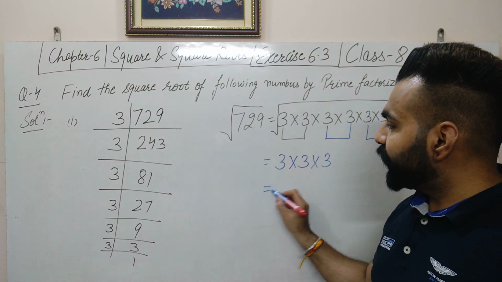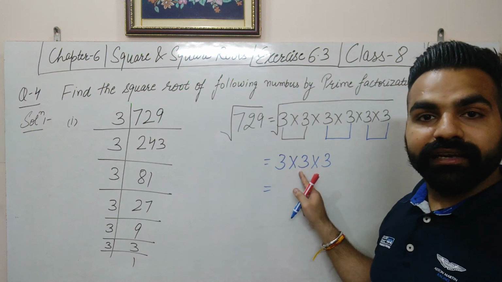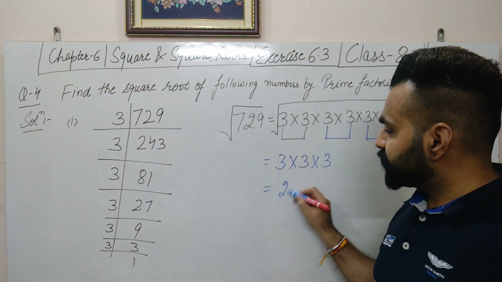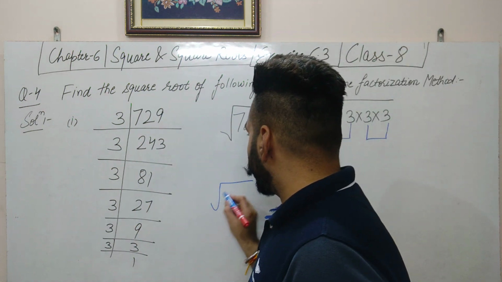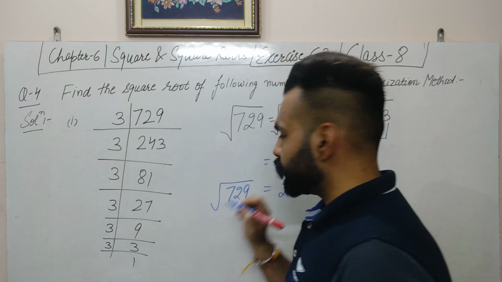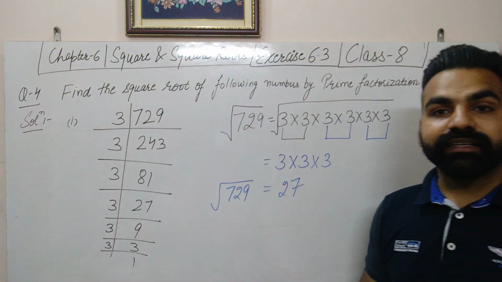Now we will multiply this. 3 into 3 is 9, 9 into 3 is 27. So this is the required answer. This is the square root of 729. So I will repeat the steps.